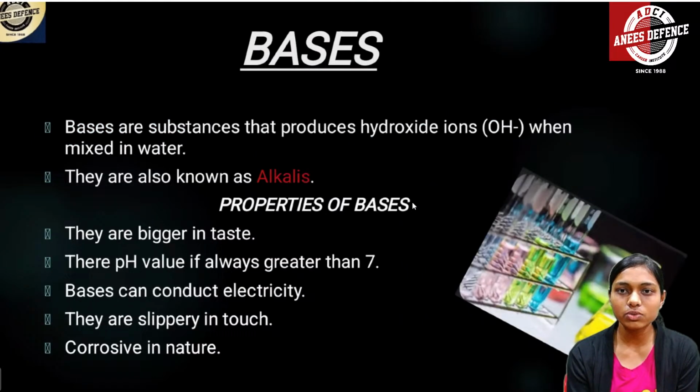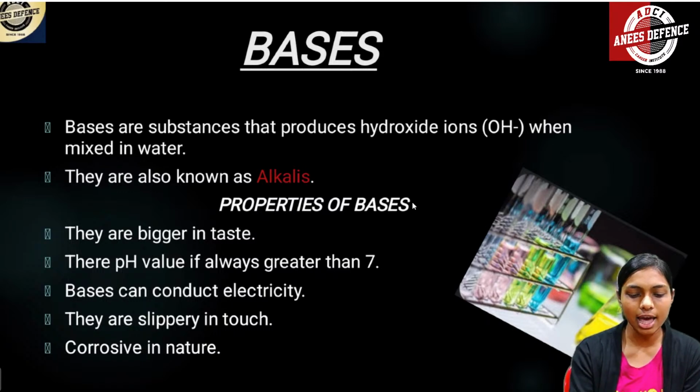Bases are substances that produce hydroxide ions, which is OH minus ions, when mixed in water. They are also known as alkalis. The properties of bases are that they are bitter in taste. Sorry, the spelling is wrong here, but they are usually bitter in taste. Their pH value is always greater than 7, meaning it lies between 7 to 14. Bases can conduct electricity. They are also good conductors of electricity. They are slippery to the touch and also corrosive in nature, like acids.